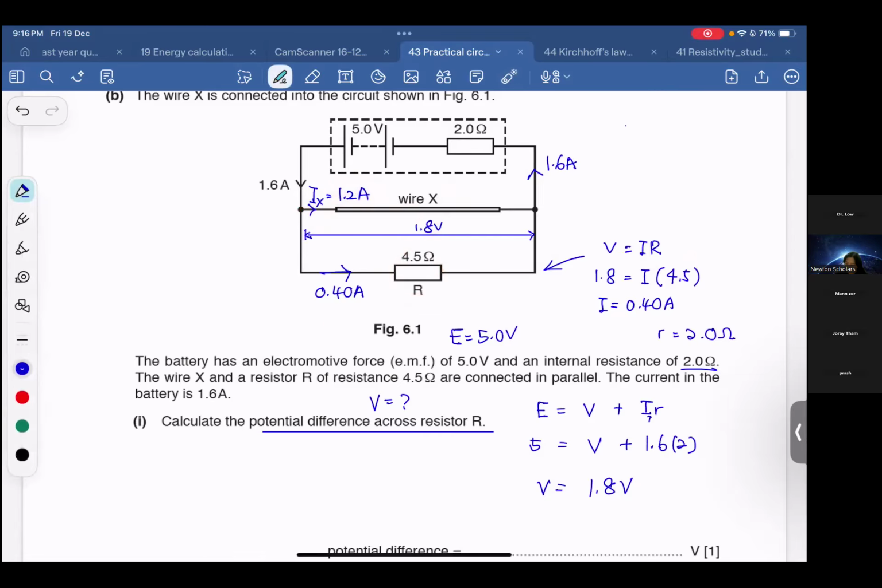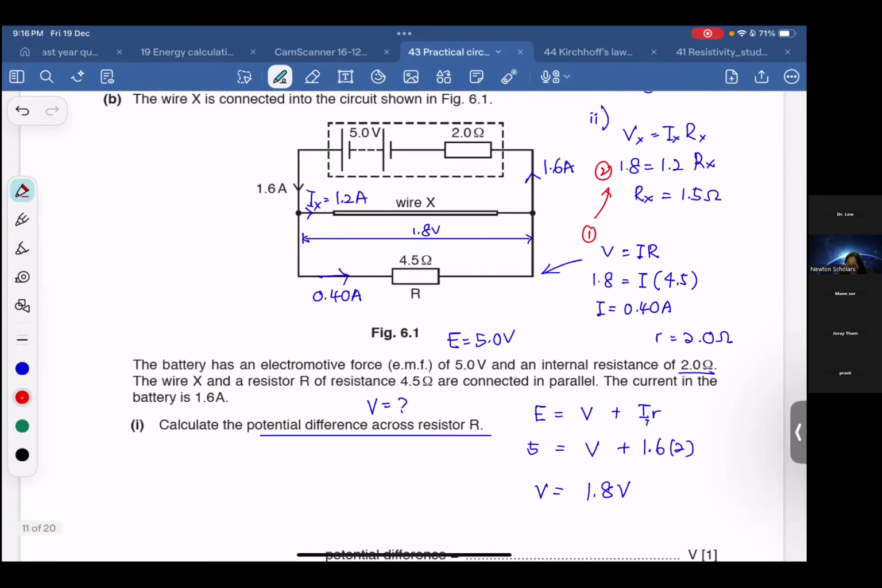So from here, Vx equals Ix Rx. Voltage is 1.8, current is 1.2, Rx unknown. Rx will actually be 1.5 ohm. So this is the answer for number 2. This is step 1, step 2. Okay, try. Fatima, yes. Correct. Okay, the last one. What is the length?